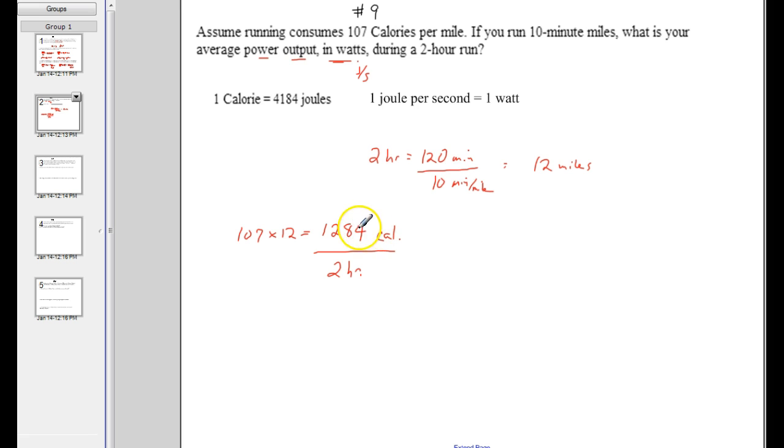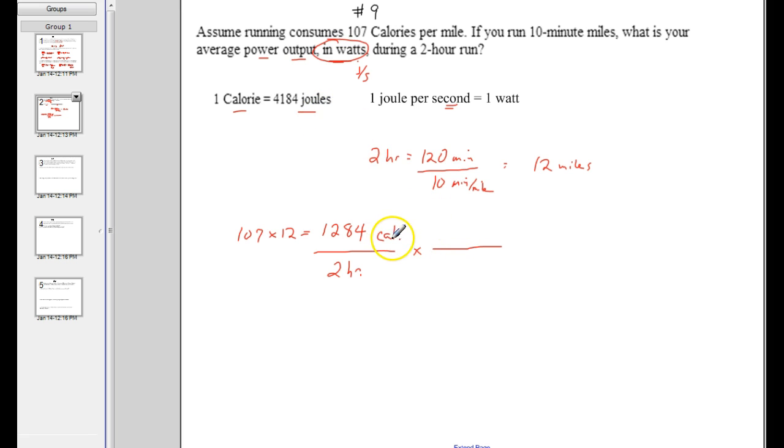Now, why is that important? Because we've got calories, which we can easily convert to joules now, and we've got hours, which we can convert to seconds. And then our units will be joules per second, which is a watt, and then we'll have our answer. So the first thing we need to do is convert calories to joules, or hours to seconds, but calories to joules has to be done, so let's go ahead and do that.